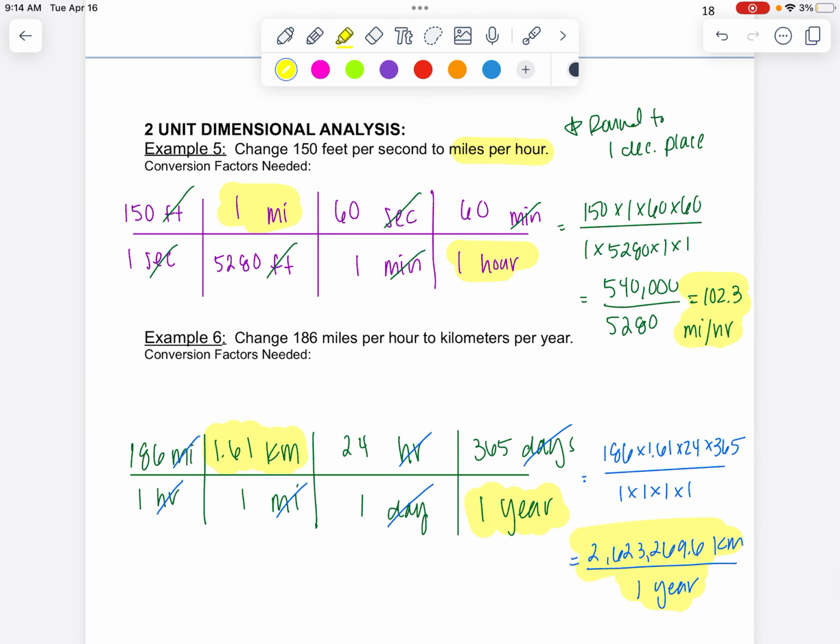So the main point of this is to always start with your table. Start with what you know. We knew that there was 150 feet per 1 second, and then we can use all our different conversion rates to get to the 1 mile and to the hours. Same thing with example 6.